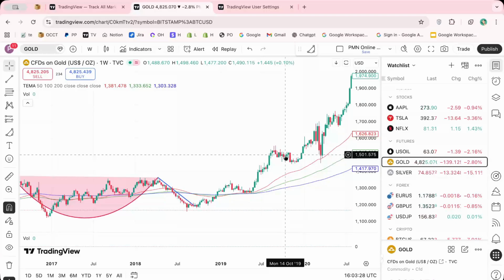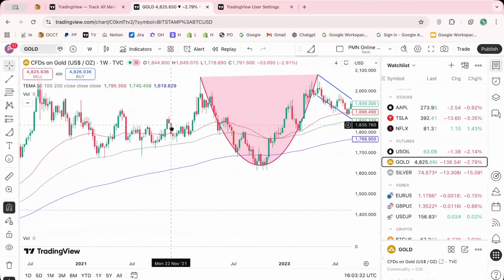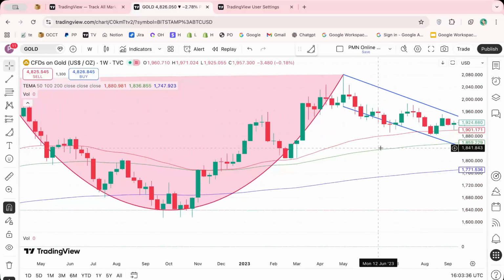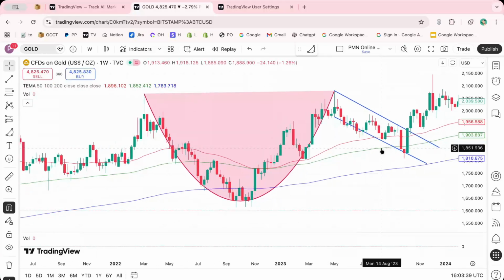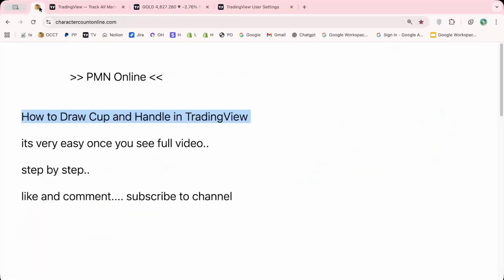And that's it. With these steps, you now have a comprehensive guide to identifying and drawing the cup and handle pattern in TradingView. This should help you incorporate this pattern into your trading strategy more confidently. This guide helped you easily master how to draw cup and handle in TradingView.